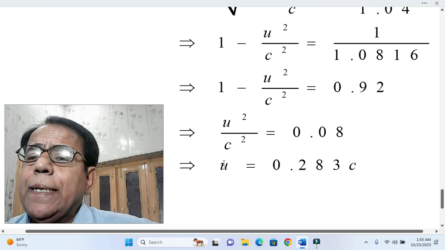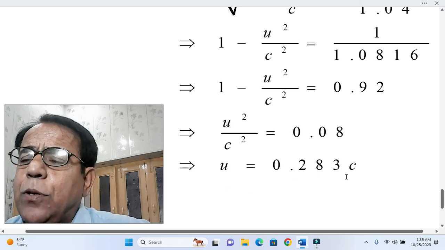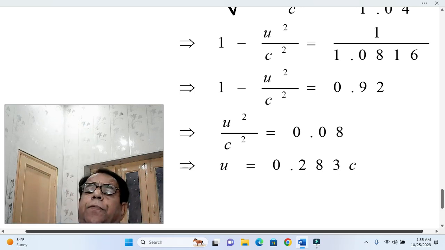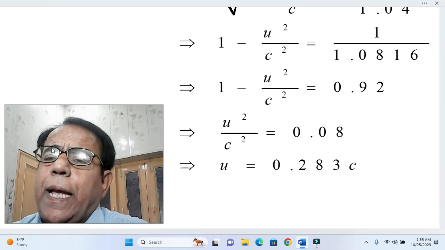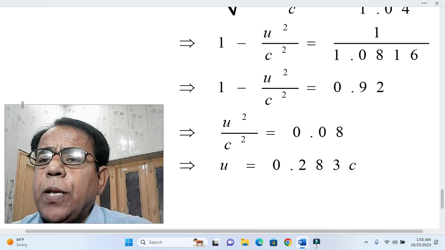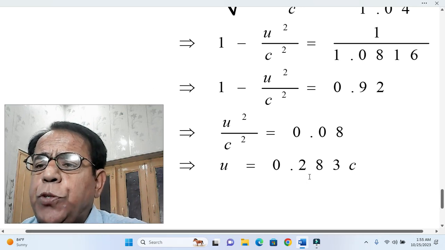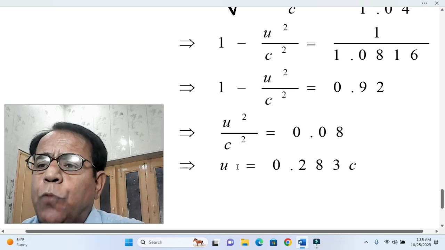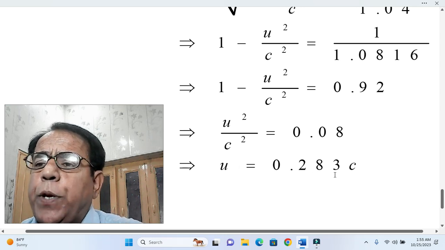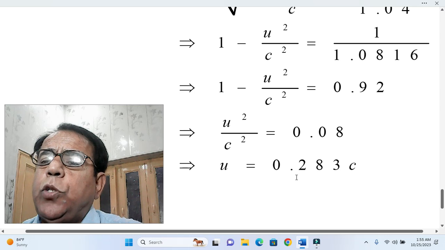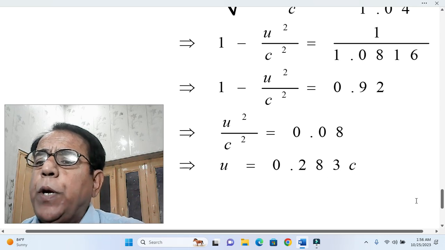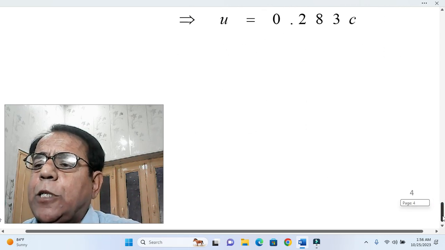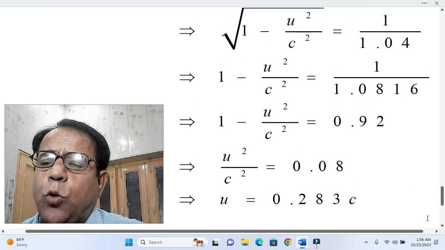0.283, and c will be multiplied with 0.283. Okay, and hence u will become equal to 0.283c. Okay, u over c equal to 0.283, but u equal to 0.283c, where c is the speed of light. And this is the end of our problem.